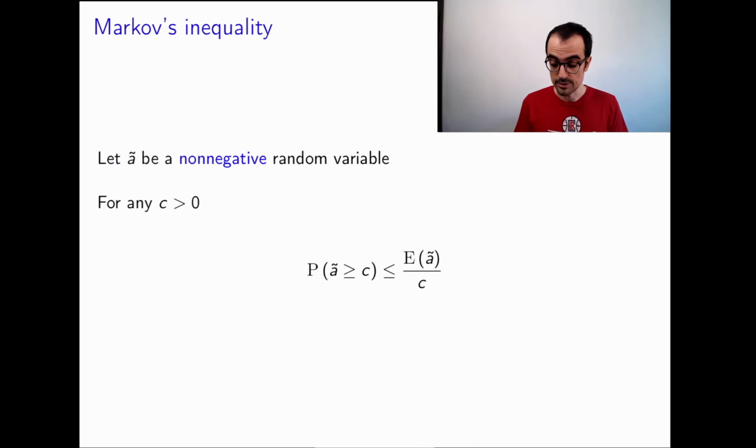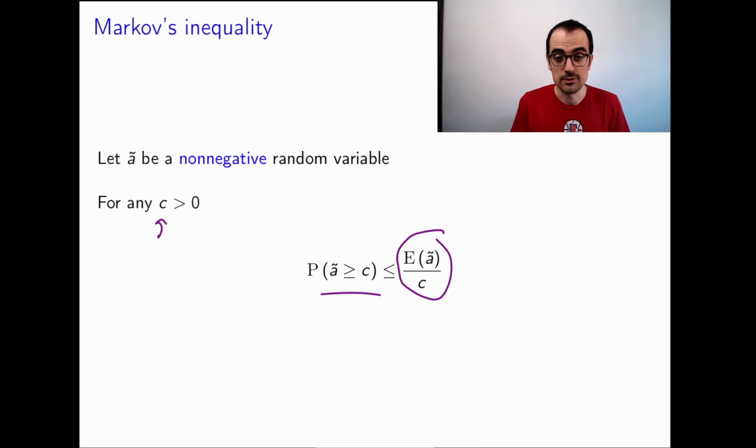So this is the general result. This holds for all random variables, not only discrete random variables. If you have a non-negative random variable and you fix any positive constant, the probability that the random variable is greater than that constant is always bounded by the mean divided by c.